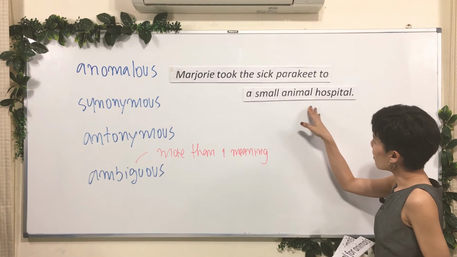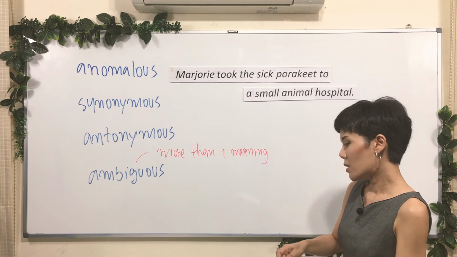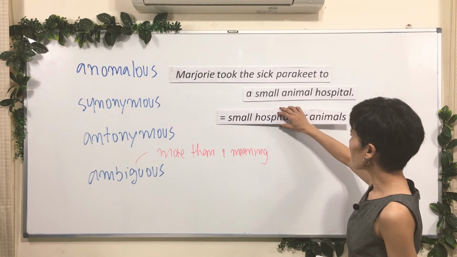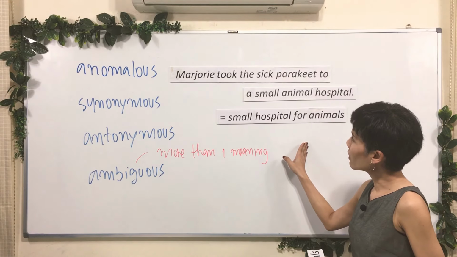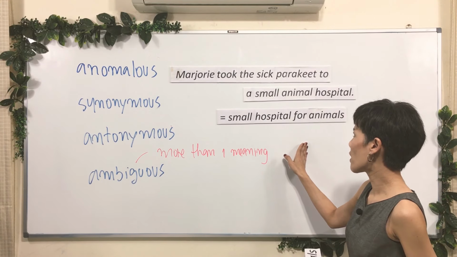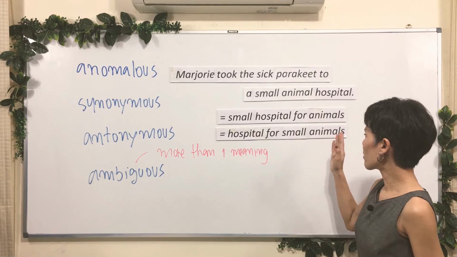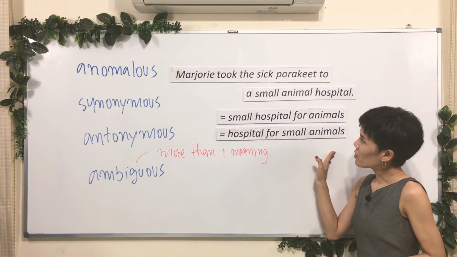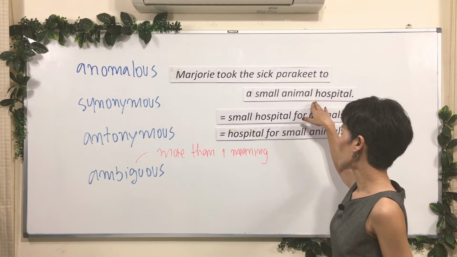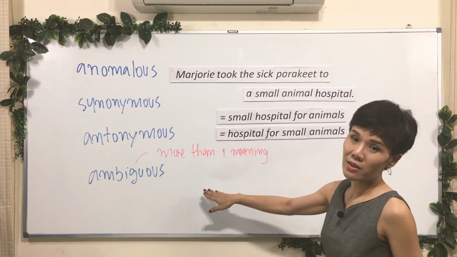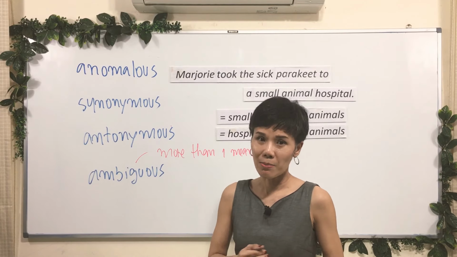With the phrase a small animal hospital, this sentence could mean that she took the sick parakeet to a small hospital for animals. Or it could also be interpreted as she took the sick parakeet to a hospital for small animals. So this sentence has two interpretations. In other words, it is an ambiguous sentence. And this is something that can be identified by speakers as well.